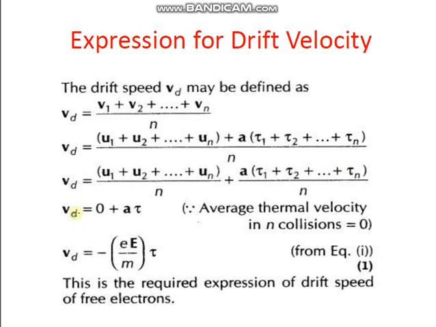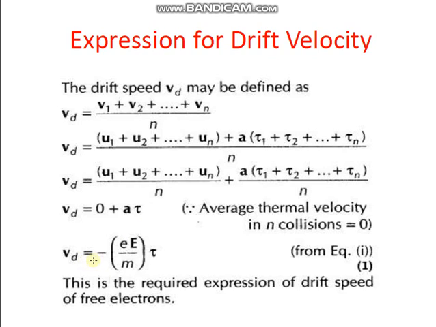Then Vd is the average of all these velocities: the velocities before applying the electric field, the thermal velocities, and the velocities after applying the electric field. Therefore, Vd is equal to 0 plus A tau. The average thermal velocity over N collisions is equal to 0, that's why we put 0 here. And this is A and this is tau. A is acceleration, tau is the relaxation time.